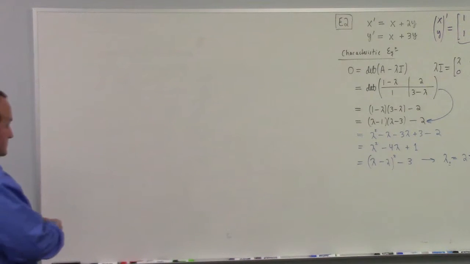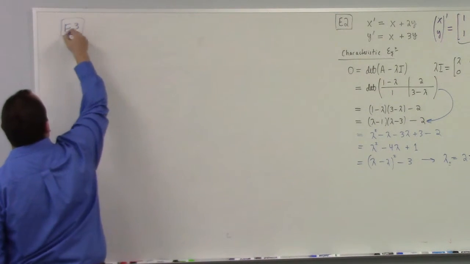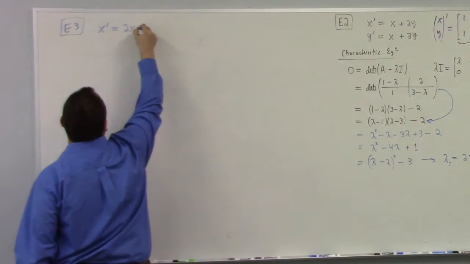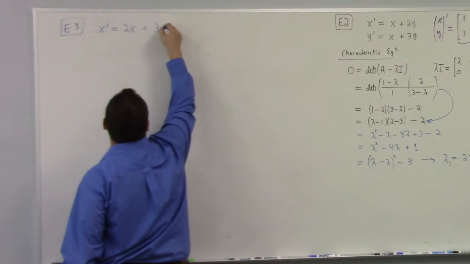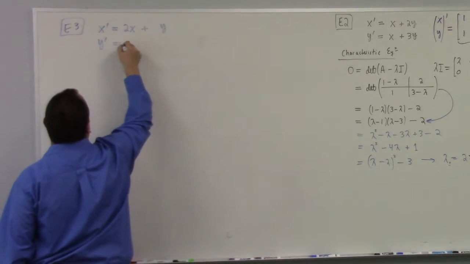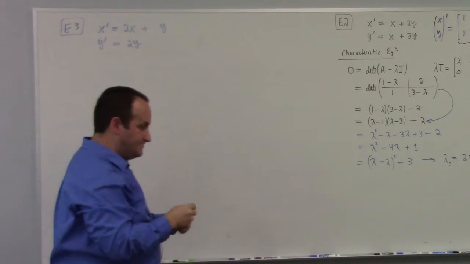Okay, so another example. x prime equals 2x plus y, let's say, and y prime is equal to 2y. Let's try to solve this thing.